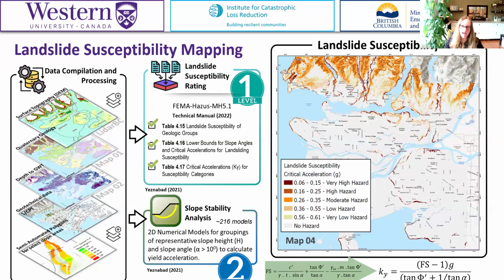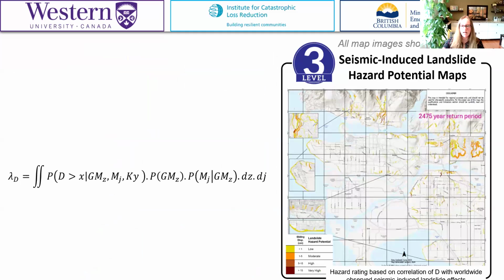And therefore, it has a high landslide susceptibility hazard. But I also have a geodatabase. I can build two-dimensional numerical models to predict better what the critical acceleration is for these slopes, and have a more quantitative assessment of that landslide susceptibility. But will they fail in an earthquake?